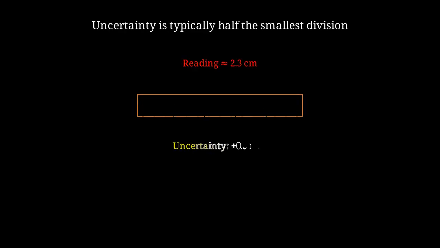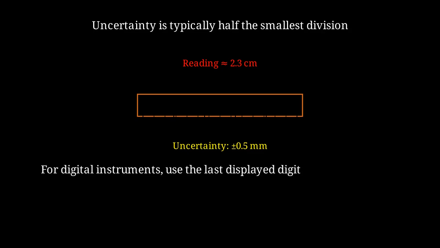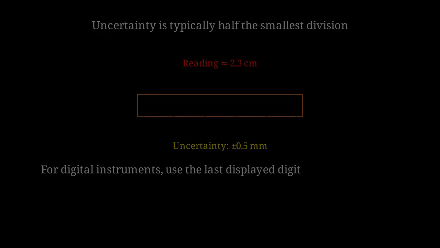Here's a ruler with millimeter markings. You're reading a length that falls between markings. The uncertainty is plus or minus 0.5 millimeters because you're estimating between marks. For digital instruments, use the last displayed digit. If a thermometer reads 23.4 degrees Celsius, the uncertainty is about plus or minus 0.1 degrees.